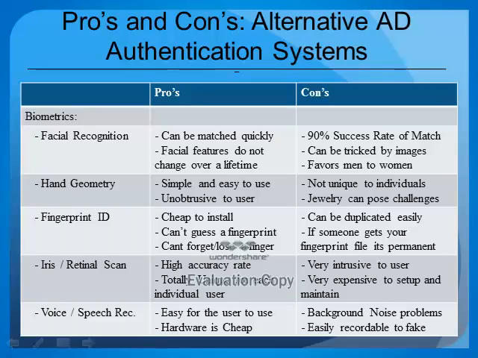Let's look at some of the pros and cons of the different alternative authentication systems. Biometrics. With facial recognition, some of the pros are they can be matched quickly, and the facial features do not change over the course of a lifetime. However, there's only a 90% success rate, which means that there is a 10% failure rate. These can also be tricked by other images, and facial recognition seems to favor men more than women.